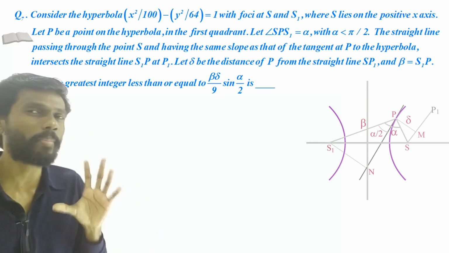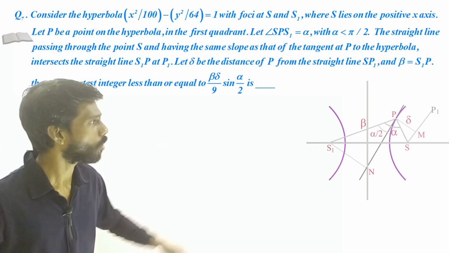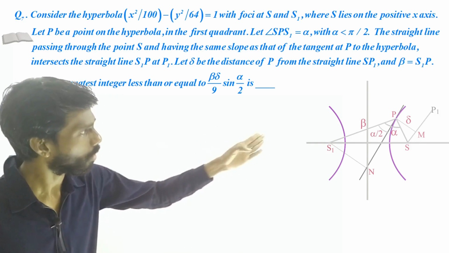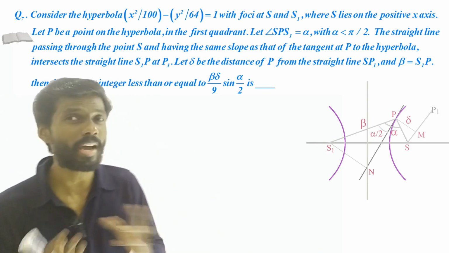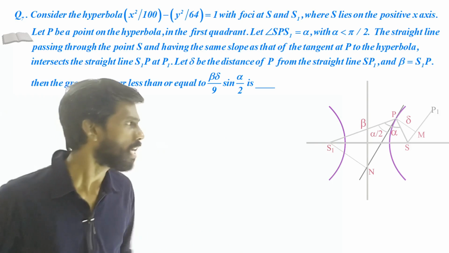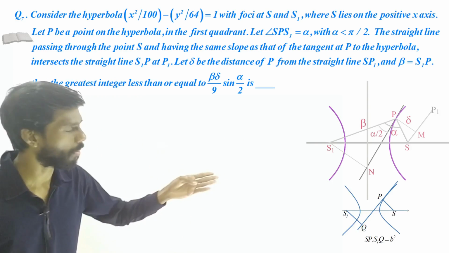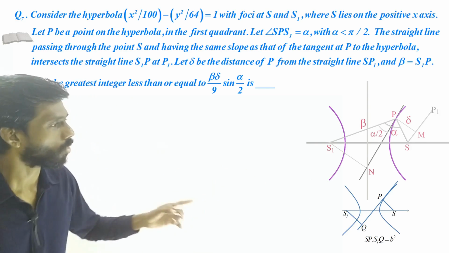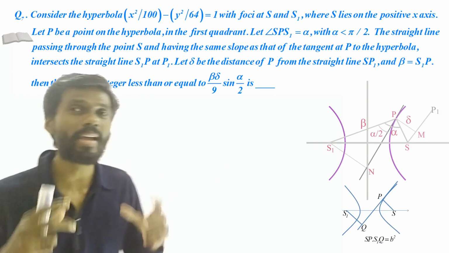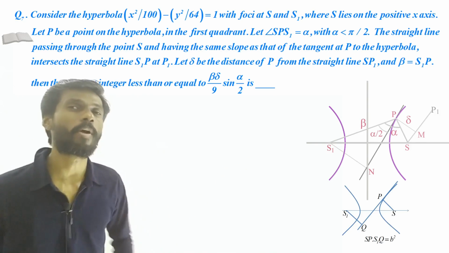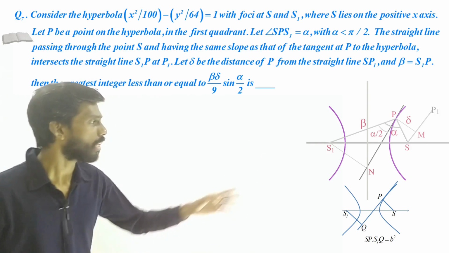Now what is the perpendicular distance from the point S to that tangent? That is the same as delta. If you drop a perpendicular from S to that tangent, it will be the same as delta. Now we have to use another property of this ellipse or hyperbola. Both have the same property. From the foci S and S1, you draw perpendiculars to any tangent. The product of these perpendiculars is always equal to b square, the square of the semi-minor axis. This is the property of the hyperbola and also the ellipse. That property we are going to use.